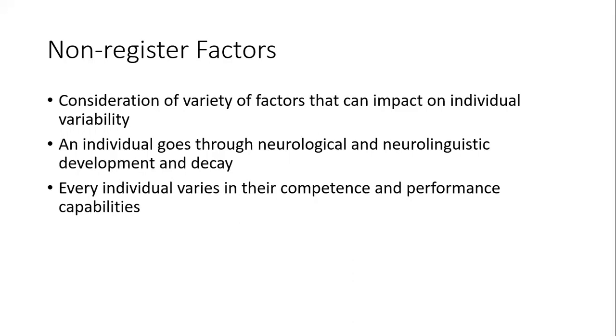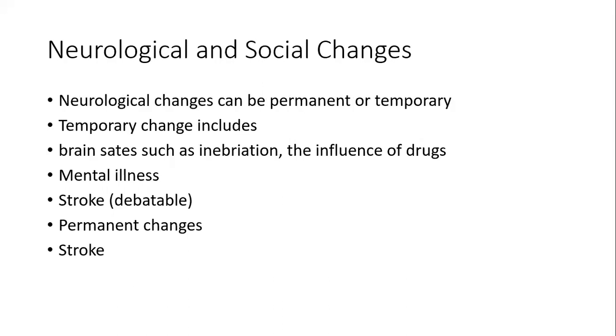We come to the neurological and social changes. Why are social changes included with the neurological change? Because neurological changes are attached to social changes. You learn language because of the social changes occurring in society. Neurological changes can contribute to variation in an individual's use of language, and they can be temporary or permanent.